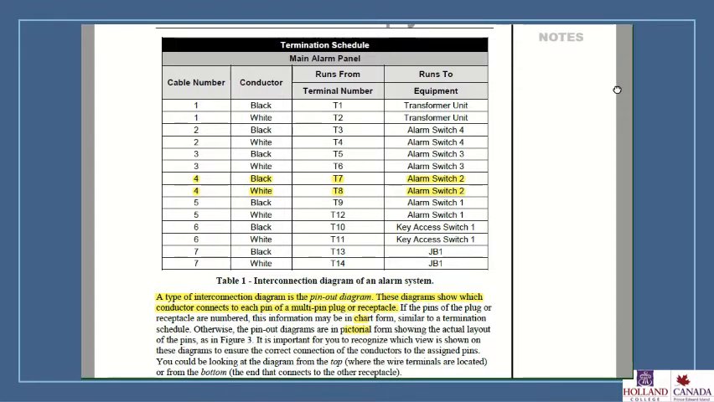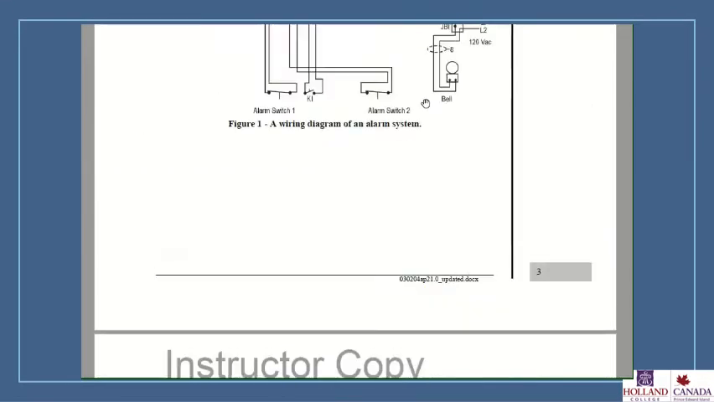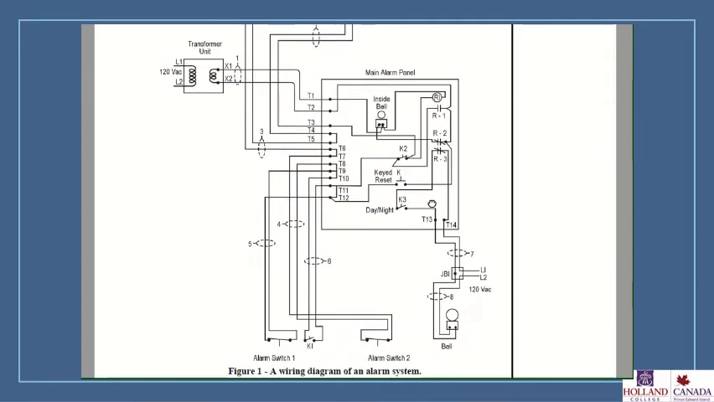So here's our Table 1 interconnection diagram. Cable number 4, black and white, terminal numbers T7 and T8, alarm switch 2. If we go back to our wiring diagram, we have 7 and we have 8. If we follow them back, we come to alarm switch 2. And you can see here they're marked as number 4.